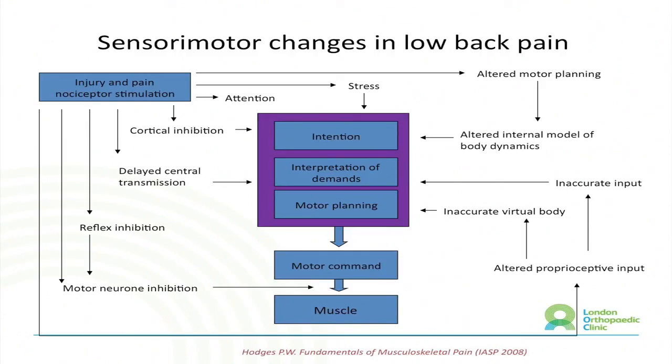And what we've got is in the presence of some sort of injury or nociceptive input, this doesn't work so well. So we get cortical inhibition, delayed central transmission, we get reflex inhibition, and also between motor command and muscle firing, we can still get inhibition directly from the nociceptive cause. So when you've got pain, you sometimes can't actually get the muscle to do what it's supposed to do.